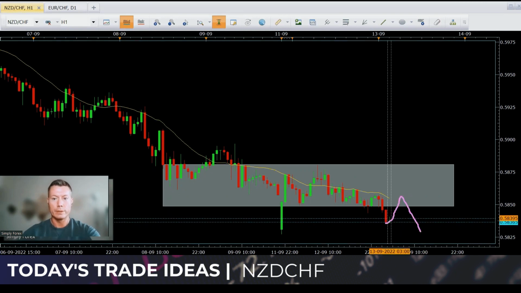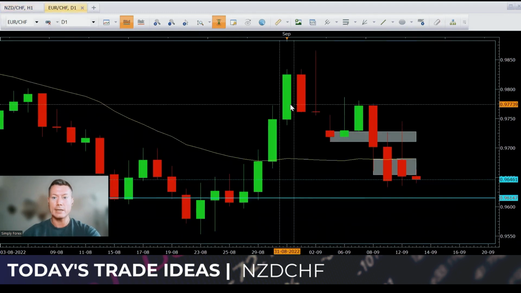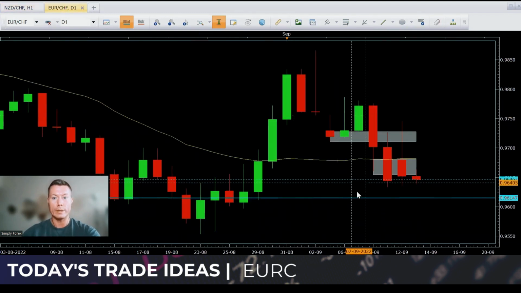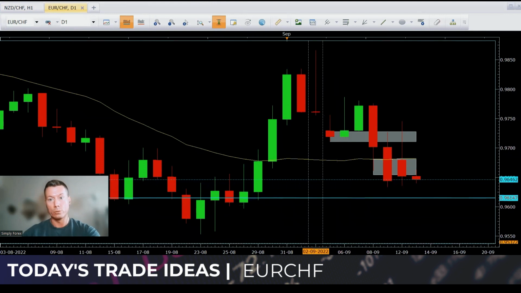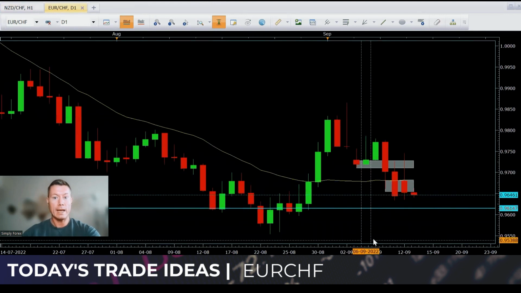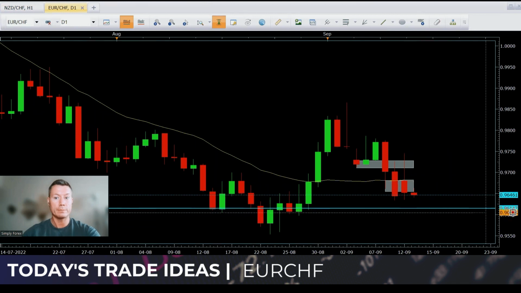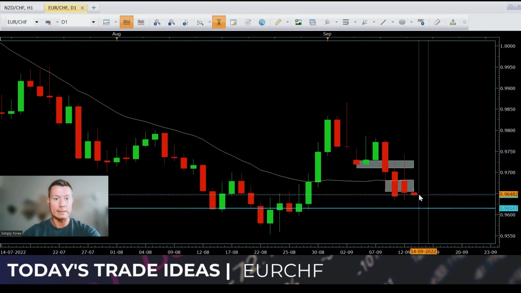We get a reaction, and we can take price lower. All right, guys, so New Zealand Swiss franc, we're still looking to short this pair. The next trade is this, deja vu again. It is the euro against the Swiss franc, and we are still looking to short this pair because it hasn't hit our blue higher time frame target, and the trade is still intact.